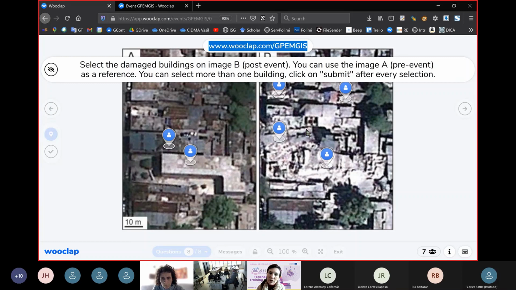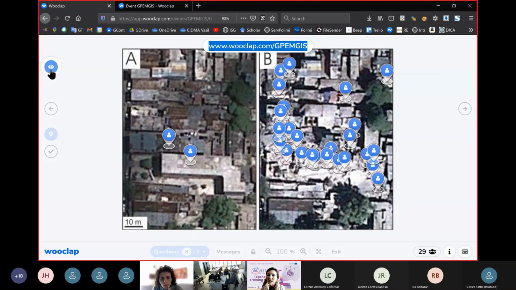So it could be that there were damages from previous earthquakes which were not restored. Or it could be, in some cases, there were buildings which were under construction, so you could not access them. They look as damaged even if it was like that before. So it's just to provide you with an idea on how difficult it can be.